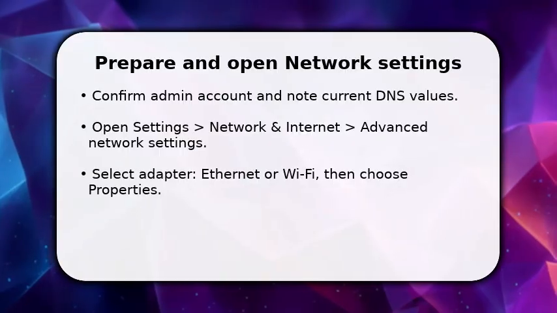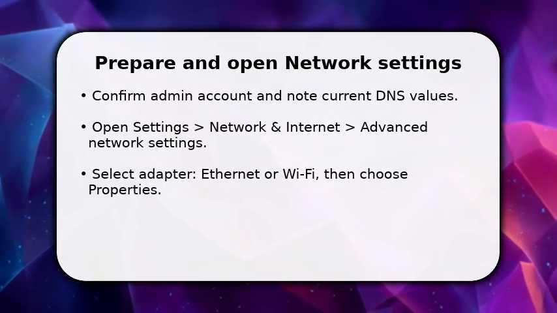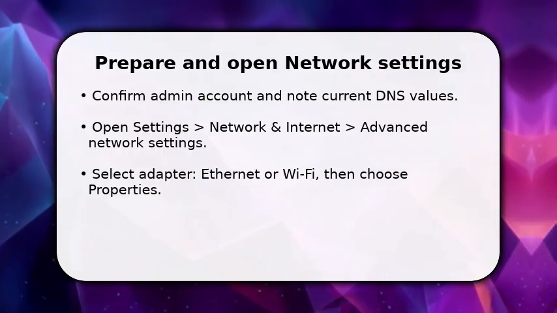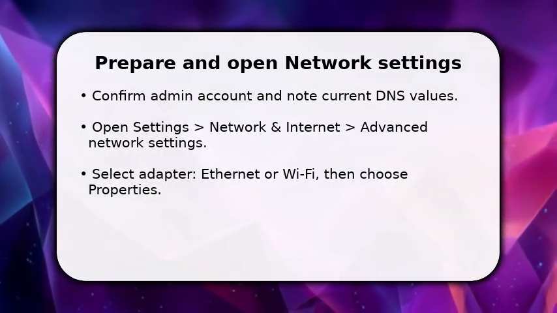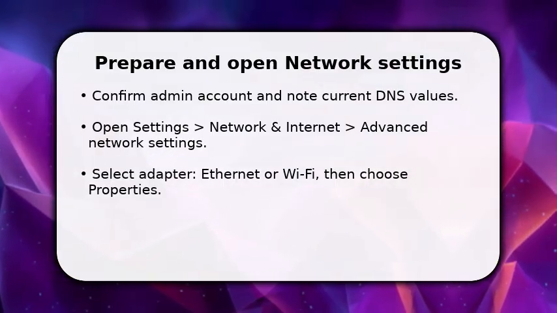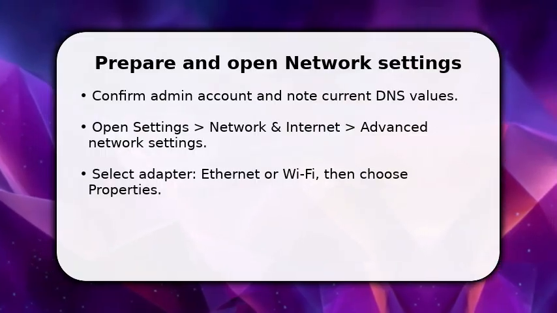You'll start by confirming you're on an administrator account and noting current DNS values so you can revert if needed. Once ready, open Settings, go to Network and Internet, then Advanced Network Settings. From there, pick the adapter you're using, Ethernet or Wi-Fi, and click Properties.